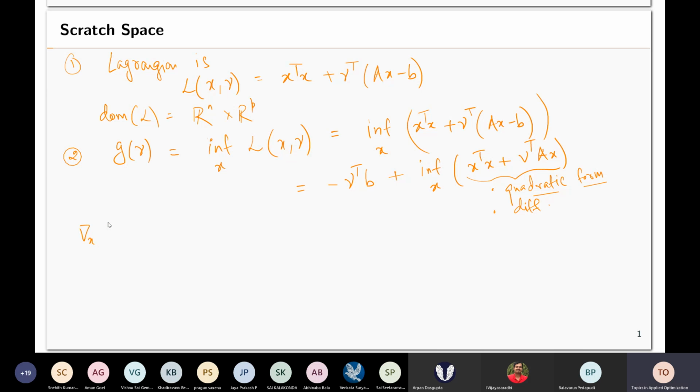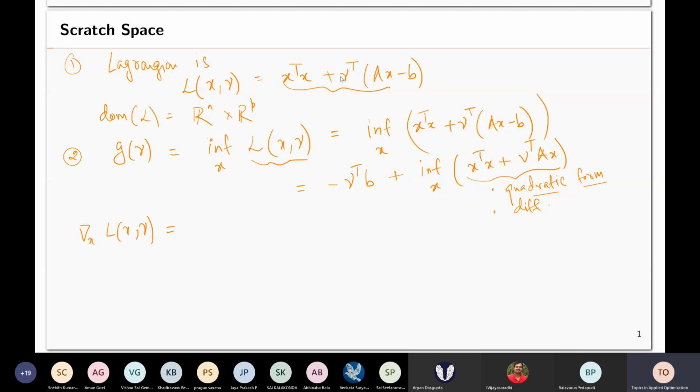So what I can do is L(x, nu). Now this has no dependence on nu, so I can look directly here, right? Because I have to solve the infimum problem, I can just look at this as a function of x, and then this is quadratic and differentiable. Okay, one more thing.